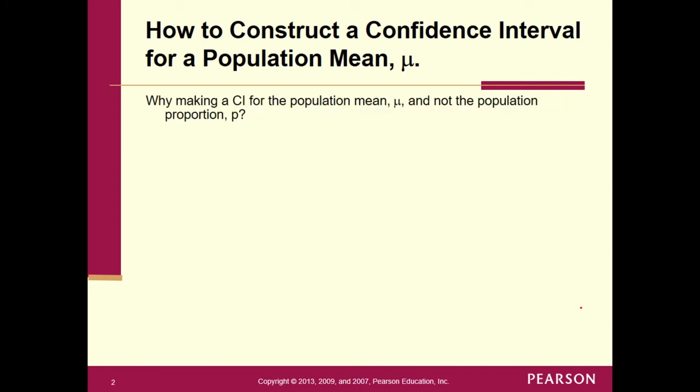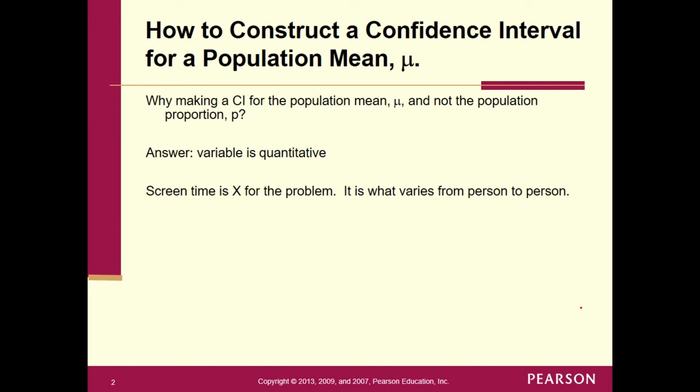Got my pen out. So, first of all, why are we making a confidence interval for the population mean mu and not the population proportion p? The reason why is because the underlying variable, the variable that we collect the data on, is quantitative, not categorical. When it's categorical, we look at proportions or percentages. When it's quantitative, we look at averages, slash, means.